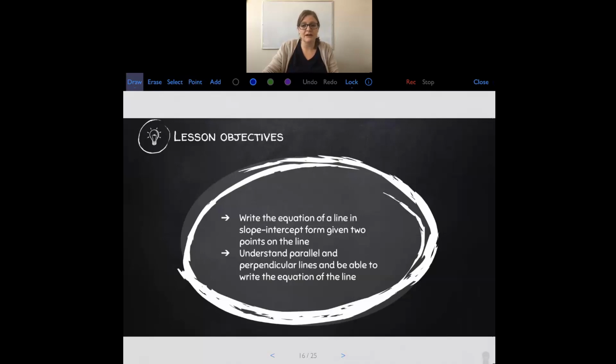And then we'll discuss parallel and perpendicular lines and be able to write the equation of a line that's parallel and/or perpendicular to a given line.